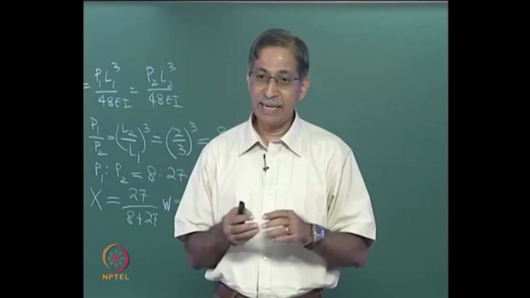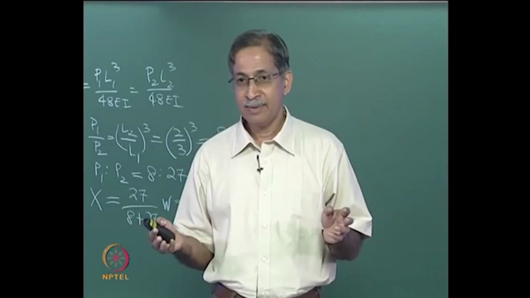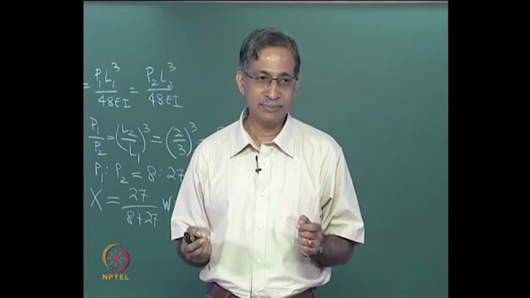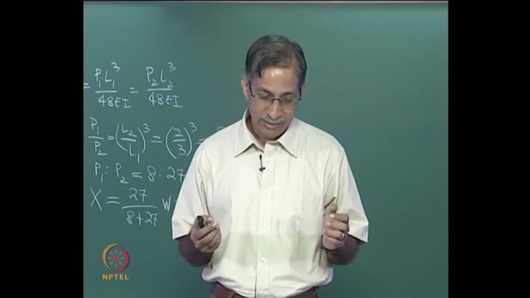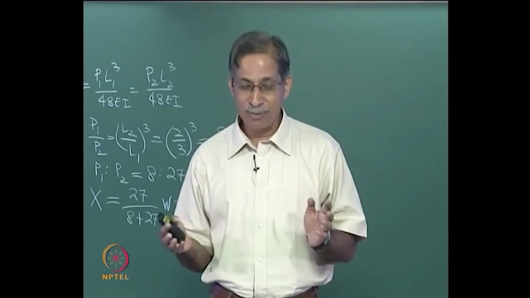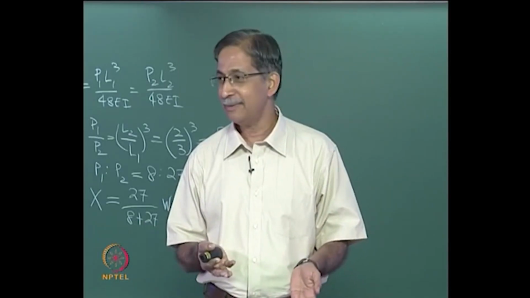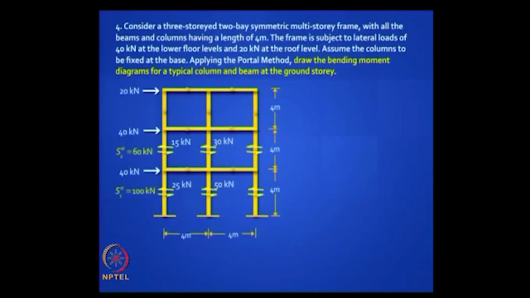Some of you divided everything by 3, which is not the portal method, that is your method. Some of you did this ratio, but you forgot to add up, and it should add up to 100 kilonewton at the base. So you made all kinds of crazy mistakes.